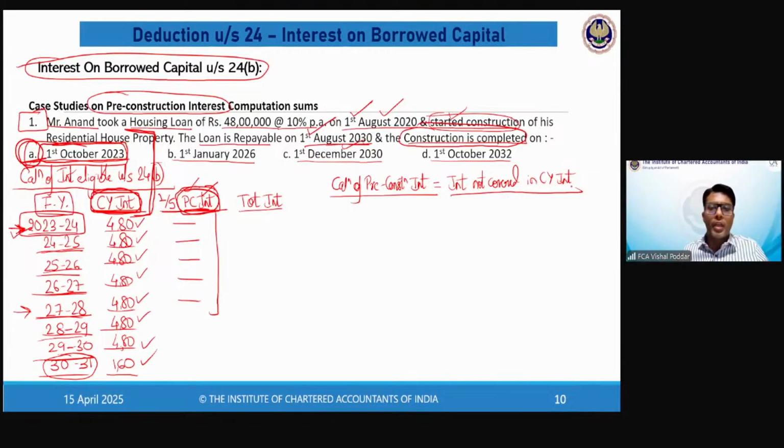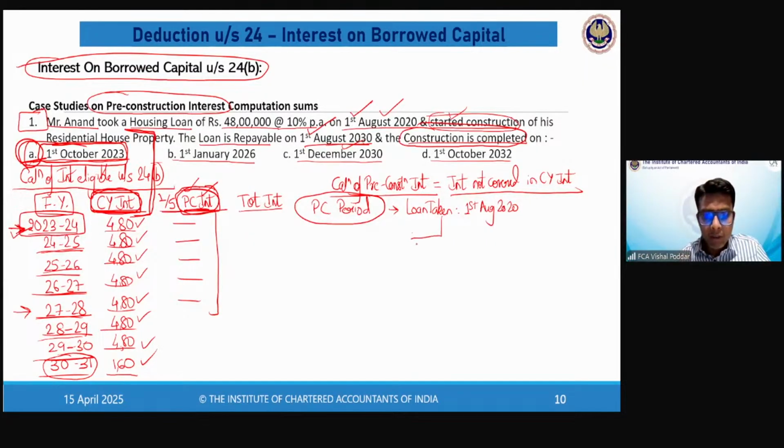Now I go to the section language. What is pre-construction interest? For this, the section says first find out the pre-construction period, and the interest of this period is pre-construction interest. So what is the pre-construction period? It will start from the date of loan taken, because interest starts from this day. In my example, the loan taken date is 1st August 2020. So the pre-construction period will start from here.